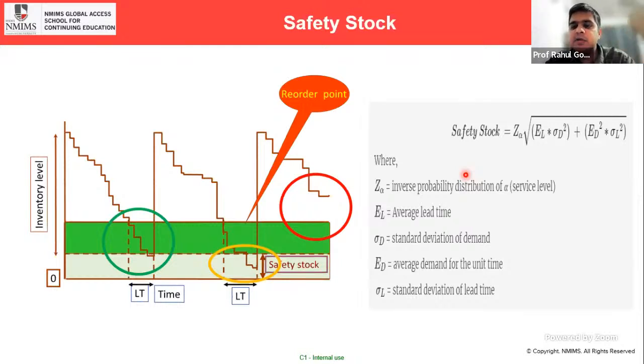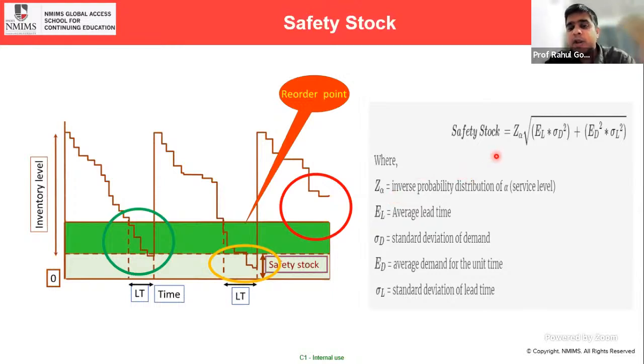If demand is higher than what we had expected and we don't have stock, we will not be able to execute. If the supplier has made a late delivery, we are not able to execute. So safety stock really helps us solve that problem.